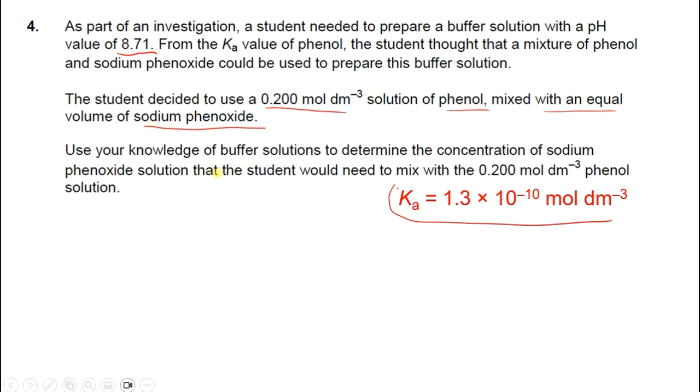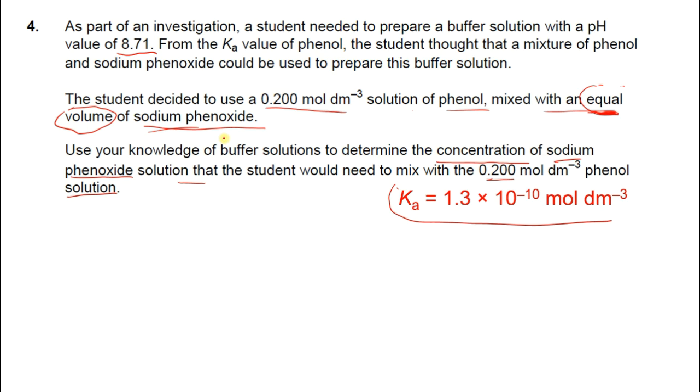At any point during this question, feel free to pause and try for yourself. Use your knowledge in buffer solution to determine the concentration of sodium phenoxide solution that the student would need to mix with the 0.2 mole per dm cube of phenol solution. Now mind you, you need to pick up these points. Equal volume is an important thing, of sodium phenoxide. The volume should be the same.